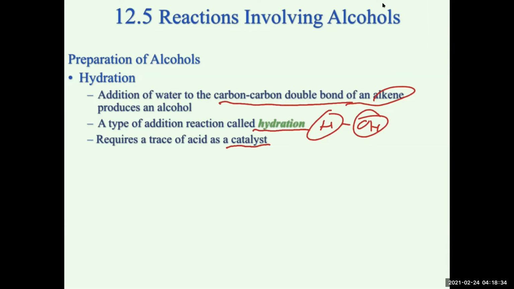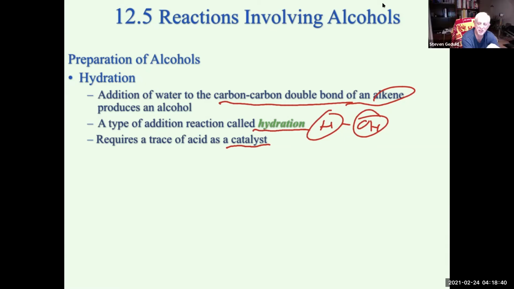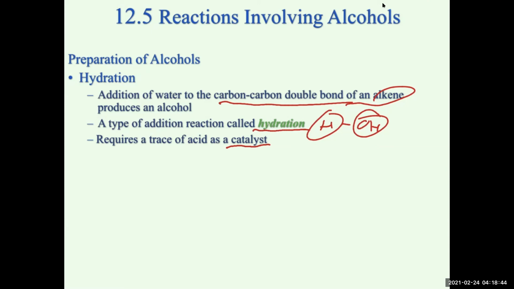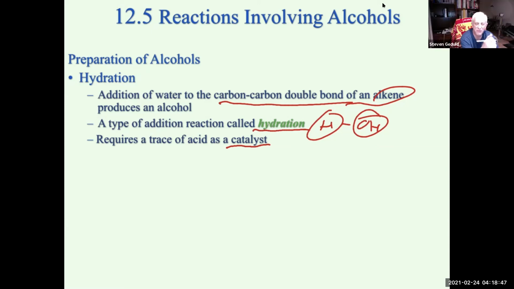Speeds up a reaction or lowers its required activation energy, and it regenerates itself. Perfect. Those are two things it does. Makes your reaction go faster by reducing the activation energy, and it has to be regenerated. It's never used up in the reaction. It's regenerated at the end of the reaction. Those two things make a catalyst.